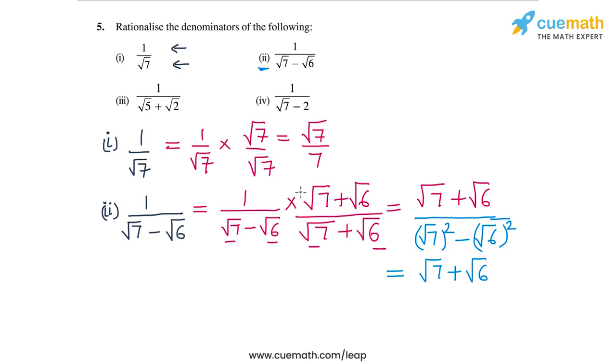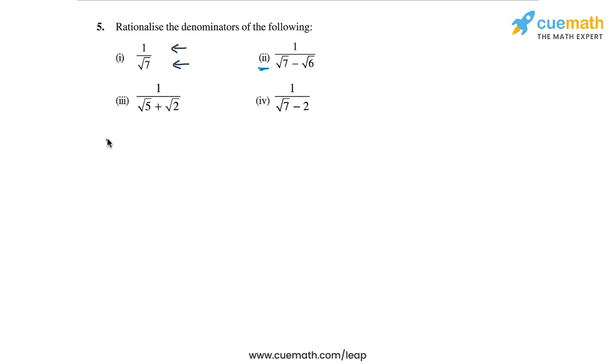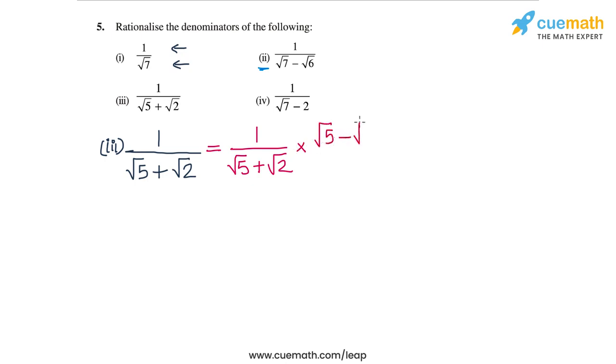Now let's go to the third part. So in the third part, the expression is 1 by root 5 plus root 2. So we will multiply the numerator and the denominator by root 5 minus root 2. So this will be 1 by root 5 plus root 2 times root 5 minus root 2 by root 5 minus root 2. The same multiplier for both the numerator and the denominator. So what will we get in the product? So in the numerator we will get root 5 minus root 2.